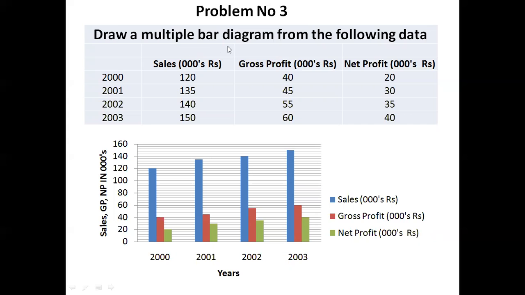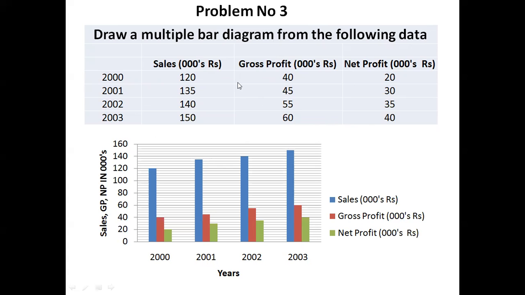Draw a multiple bar diagram from the following data. So what is the data? The same type of information is given here, with different dates. So 120, 135, 150, 40, 45, the same information: sales, gross profit, net profit. So here also we have used the same sales, gross profit, net profit. This is 2000, 2001, 2002, 2003. This may be the information of a company over four years. For four years we are comparing the same information.